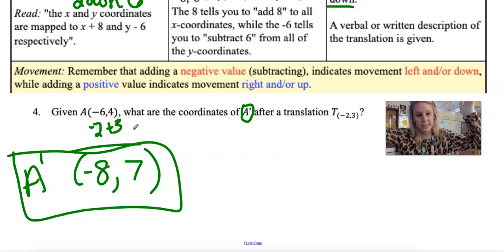Okay? So that is translations. You are moving it on the coordinate plane, meaning adding or subtracting. And it is a rigid motion because it's not changing size or shape.